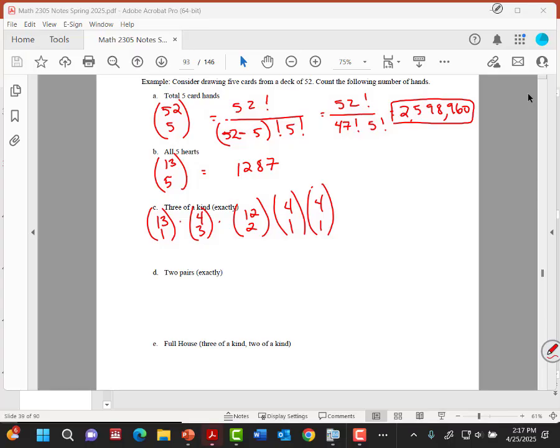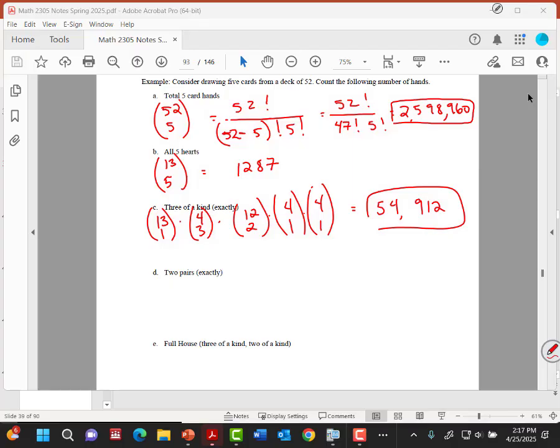And what the fundamental counting principle says is I would just multiply all of these together to give 54,912, which is the number of different ways that we could draw 3 of a kind.